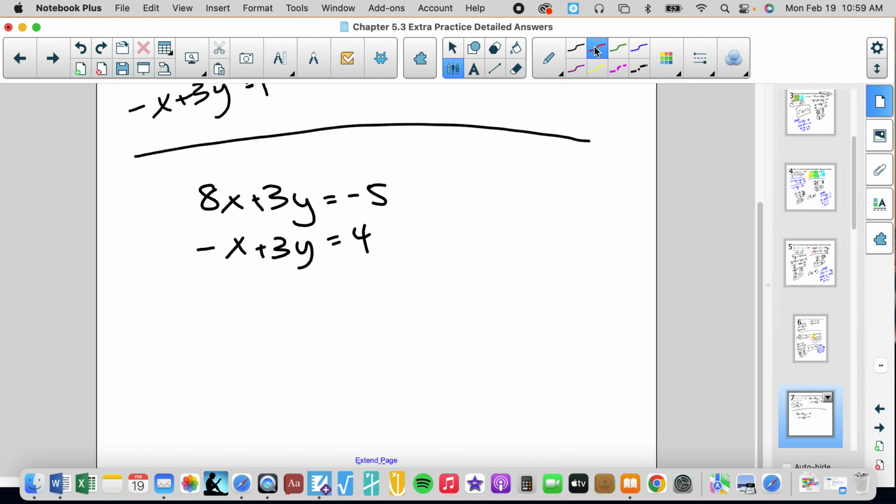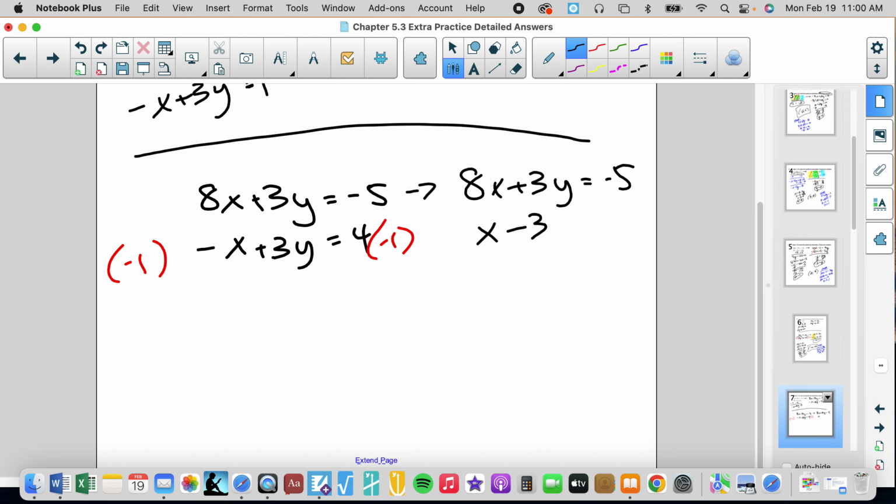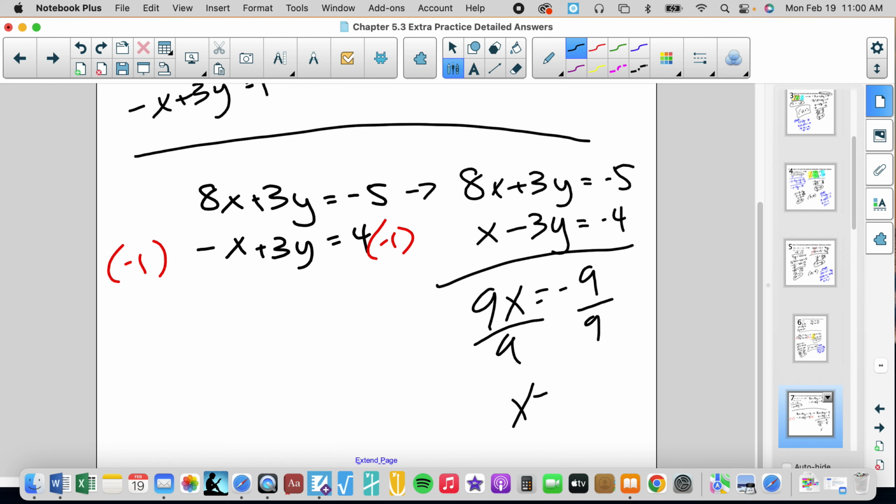So all I have to do is multiply one of the equations by -1. So this is going to give me 8x plus 3y equals -5. Didn't have to change that. I'm going to distribute the -1 in, which changes the sign of each of the terms. That's 9x equals -9. Divide by 9, x equals -1.